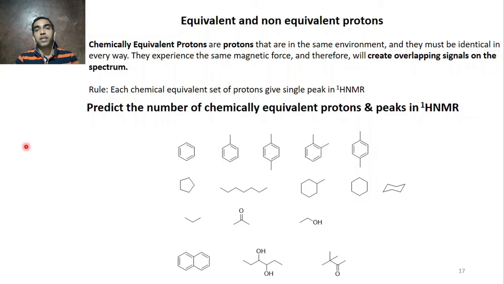You should know equivalent and non-equivalent protons, because only equivalent protons will give the same signal, and a set of non-equivalent protons will give different signals in NMR. So what are equivalent protons? Equivalent protons are those which have all similar characteristics. Okay, all the characteristics are similar. They are protons in the same environment, and they must be identical everywhere. They experience the same magnetic force, and therefore will create overlapping signals on the spectrum. They give the same signal.